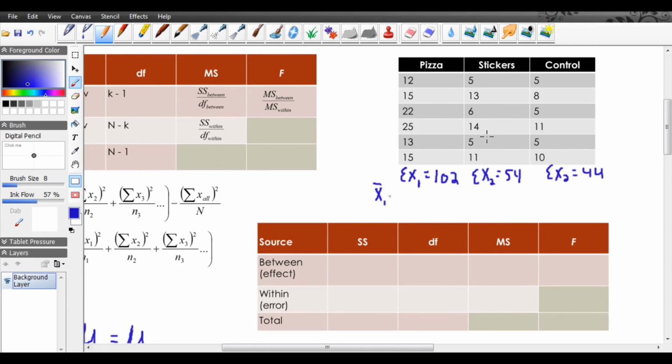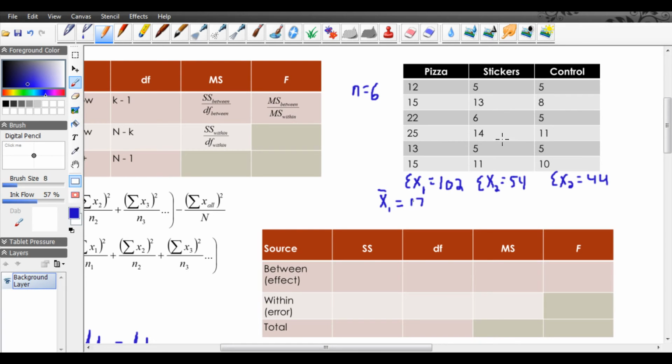Now while we're doing that, we might as well also compute the mean. So we don't need them quite yet, but we'll need them at some point. So to compute the mean, take 102 and divide by 6, because there's 6 people in each group. So we have equal sample sizes here, which just makes this easier. We take 102, divide by 6, we get 17. 54 divided by 6, we get 9. And 44 divided by 6, we get 7.33.